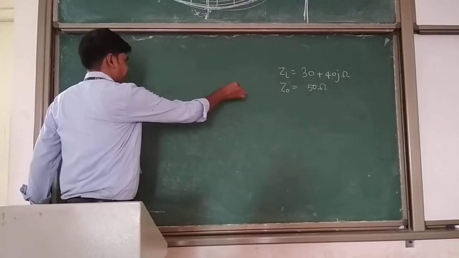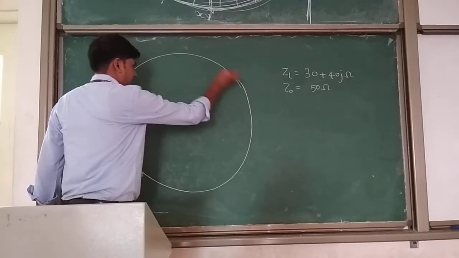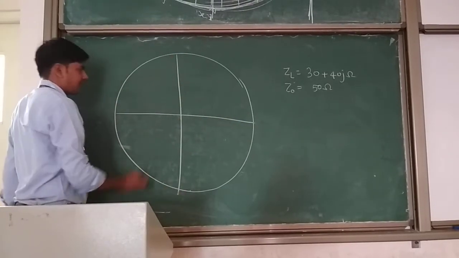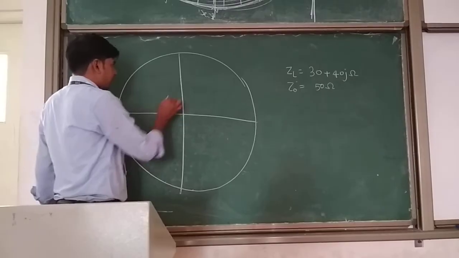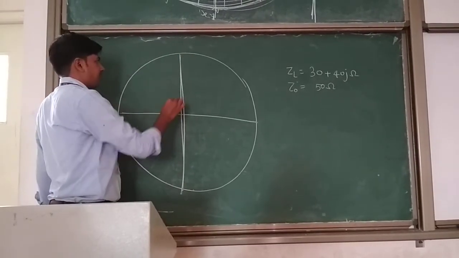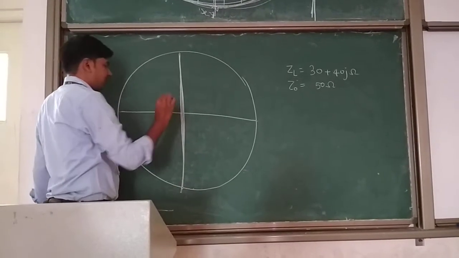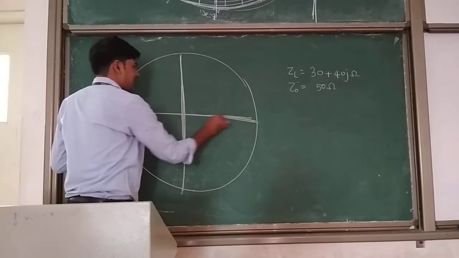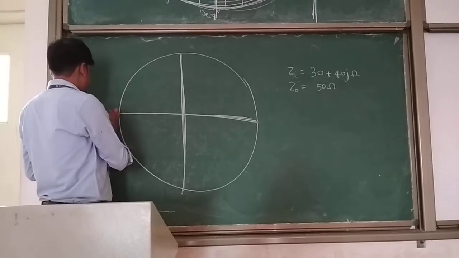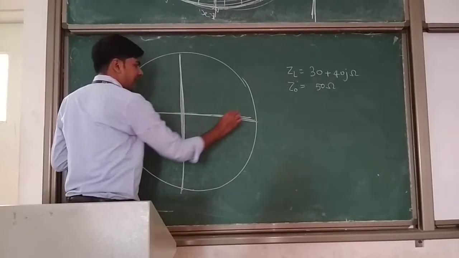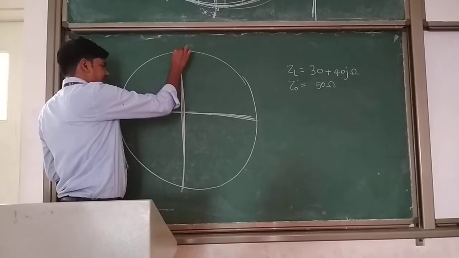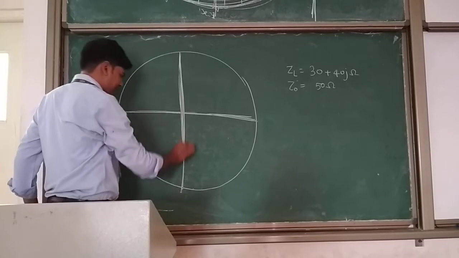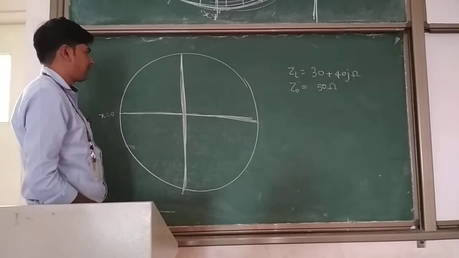Let us say this is your Smith chart. This line you will not find on a Smith chart. I am just drawing it so that you will have an idea that this line is the x equal to 0 line. On this line, x equal to 0, this line is also the real axis of the reflection coefficient, and this line is the imaginary axis of the reflection coefficient.